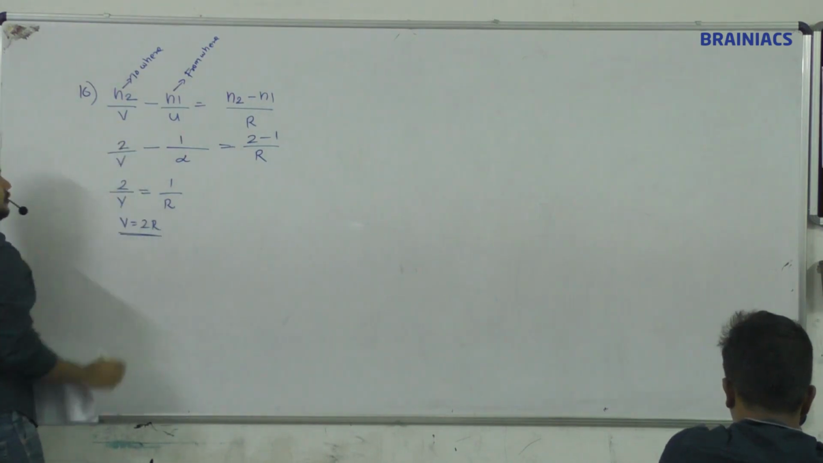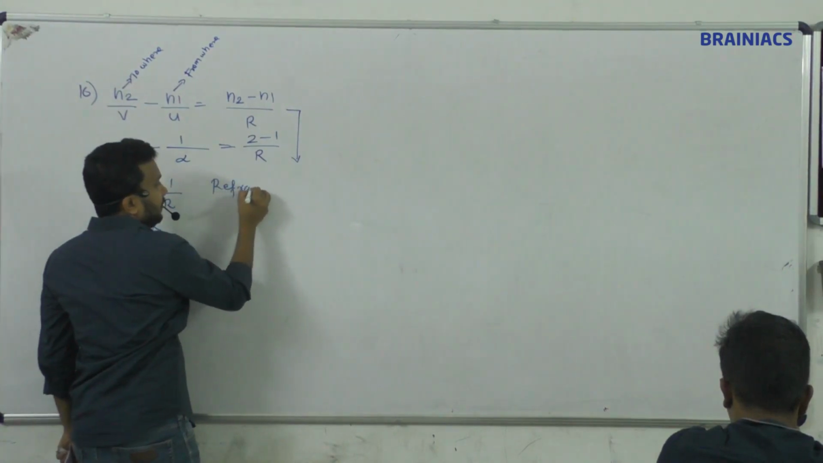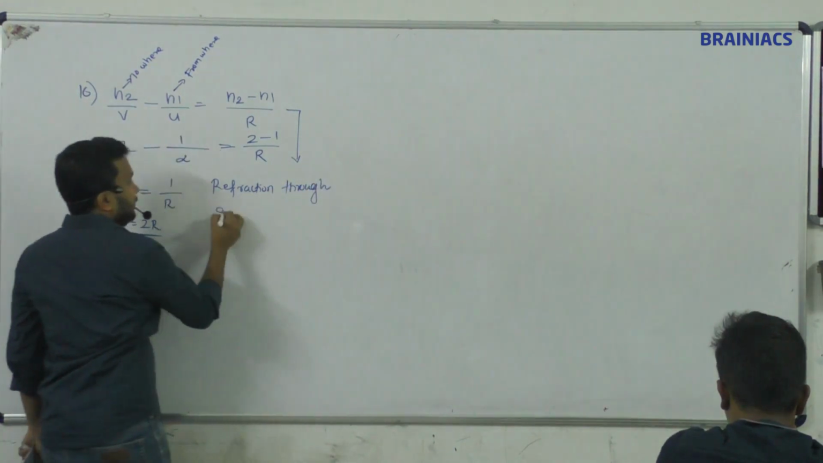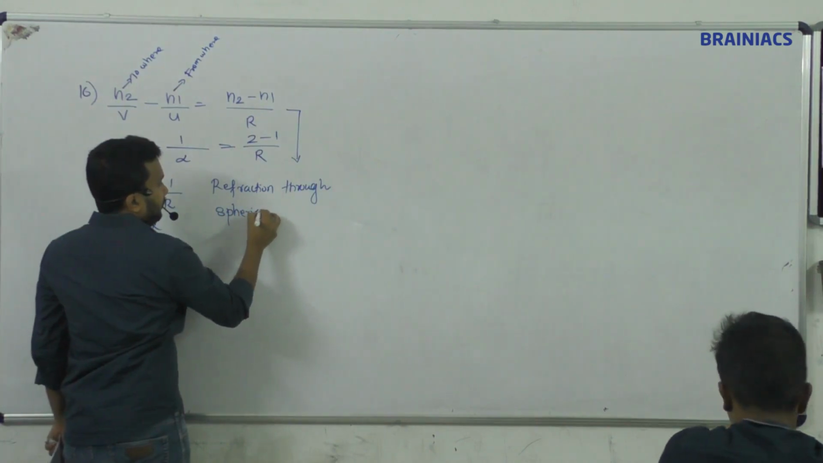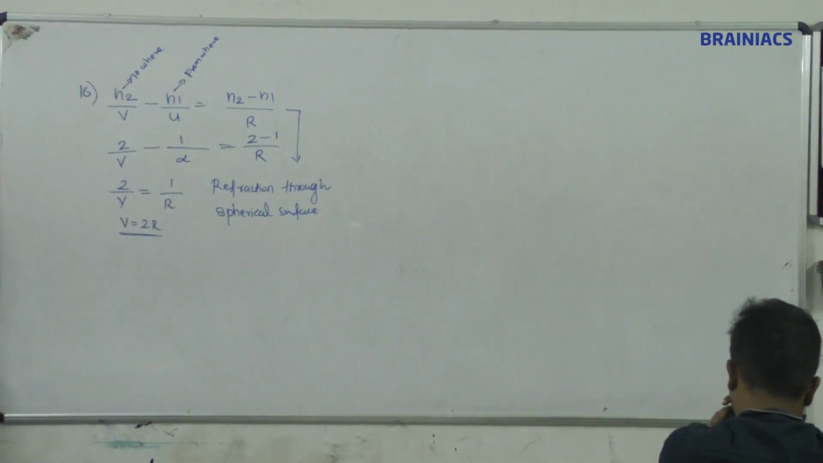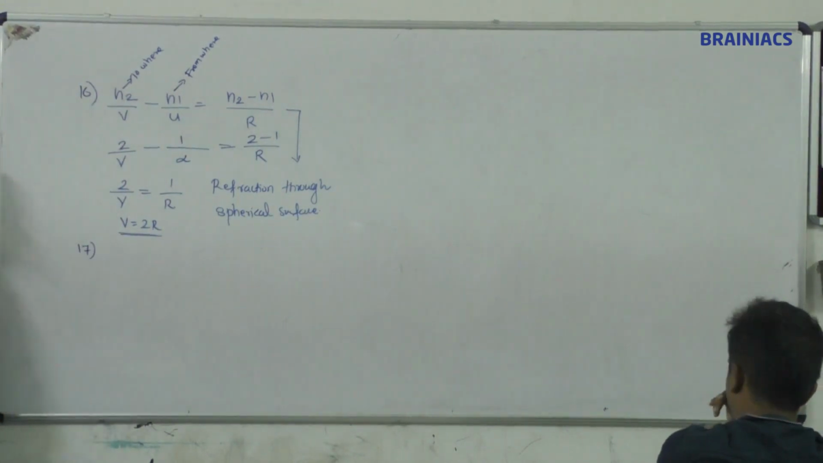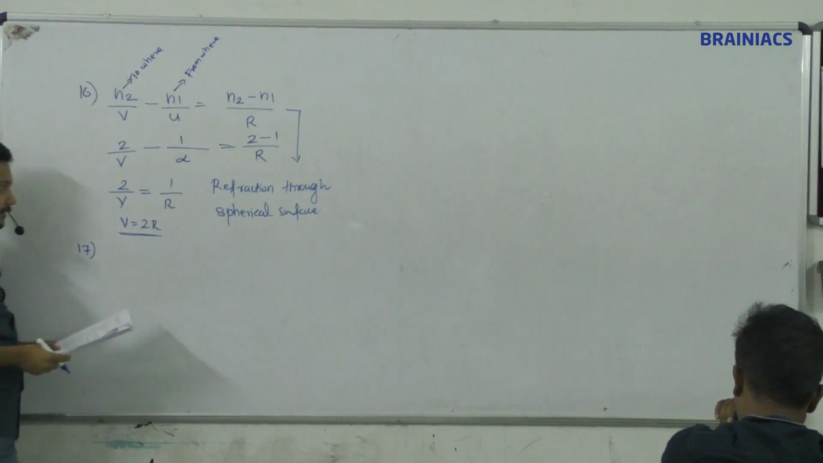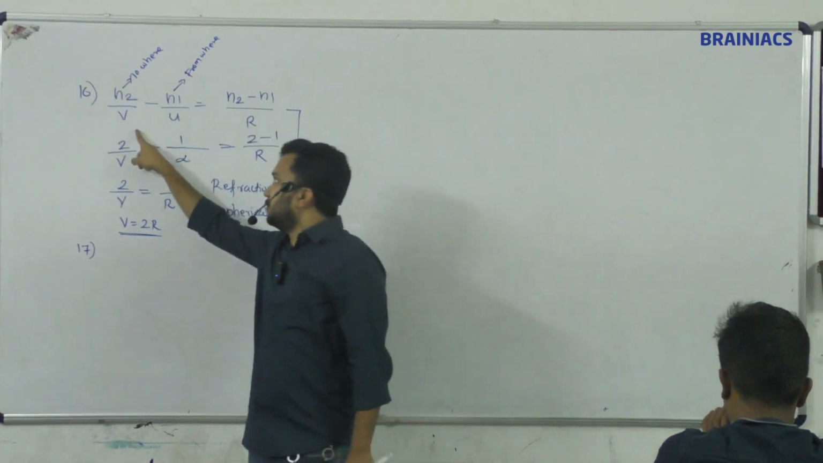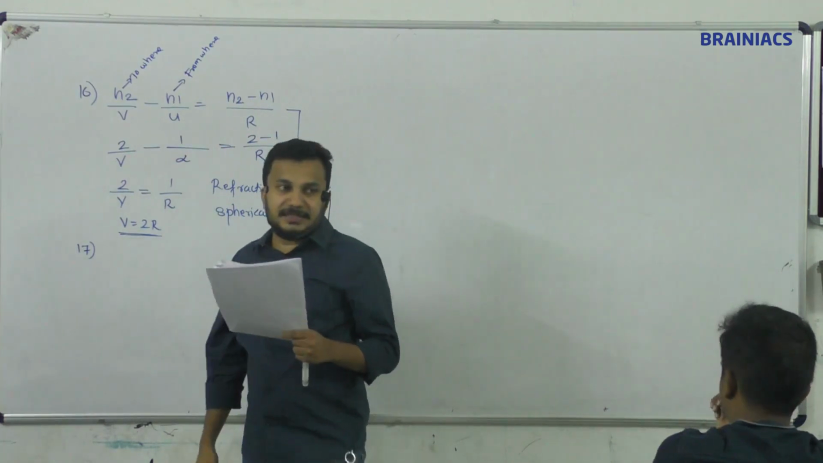So this formula is called refraction through spherical surface, correct? Directly substitute everything, but we need to remember the formula. That's all. Only that is there in the diagram. So this is the formula we learned for refraction through a spherical surface. Image has to be found. U is given, R is given, N2 and N1 are given. Direct substitution.